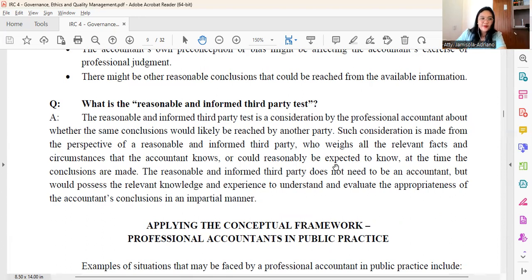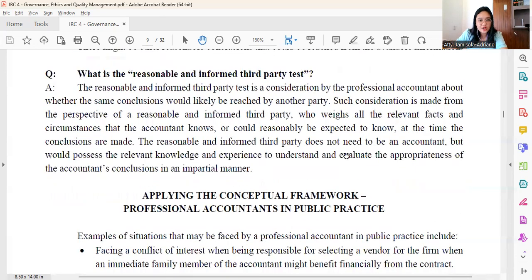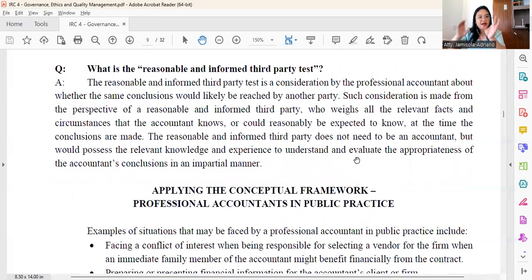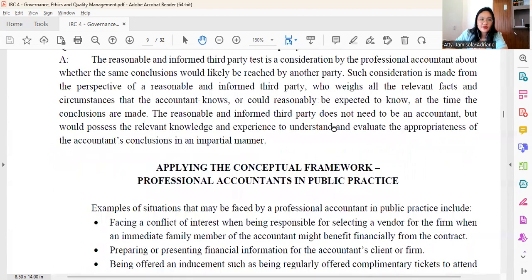Such consideration is made from the perspective of a reasonable and informed third party who weighs all the relevant facts and circumstances that you know or could reasonably be expected to know at the time the conclusions are made. So this reasonable and informed third party does not need to be an accountant, but that third party must be someone that possesses the relevant knowledge and experience to understand and evaluate the appropriateness of your conclusion in an impartial manner.